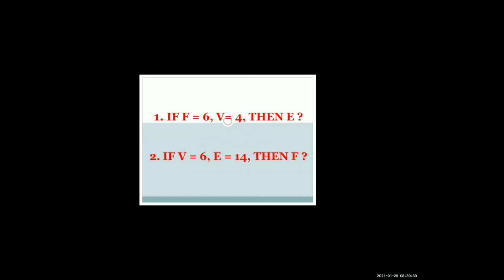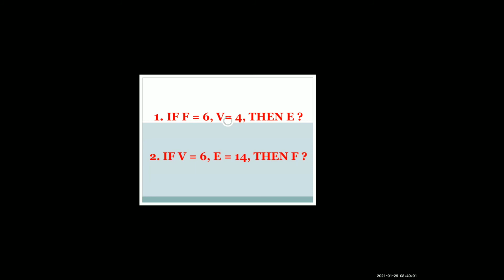Option number second. No, these are not. These are the questions which I am giving you. Faces are 6, vertices are 4. The formula is F plus V is equal to E plus 2. Now add F and V. So what is the answer? 10. F plus V is 10.